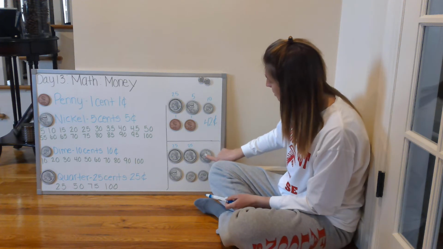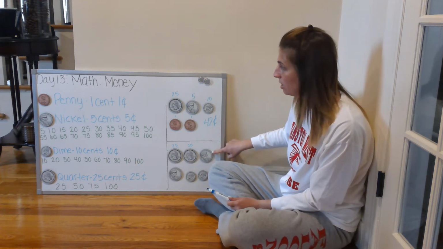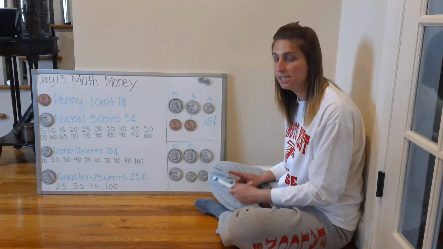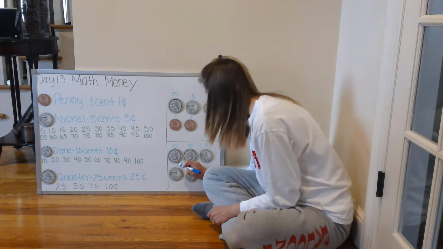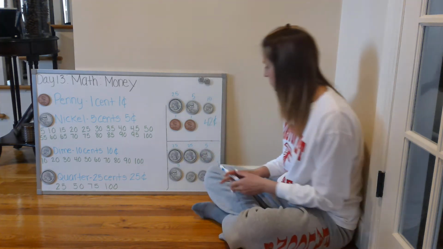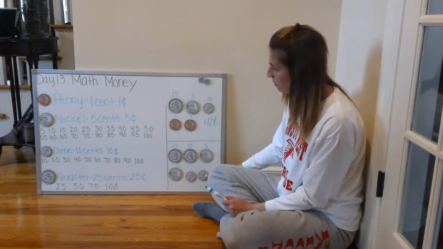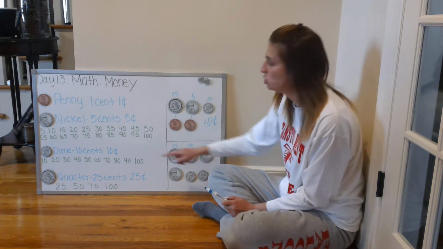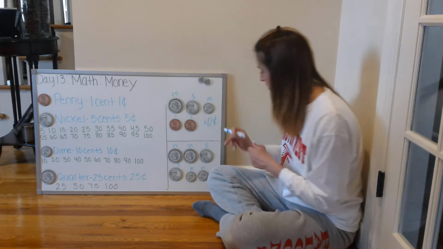Then I also have these two coins that are the same, and these two coins are nickels. And nickels are 5 cents each. So I'm going to write a 5 above one nickel and a 5 above the other nickel. And then these last 2 coins are the same. They are dimes, and a dime is worth 10 cents. So I'm going to write 10 above the first dime and 10 above the second dime.